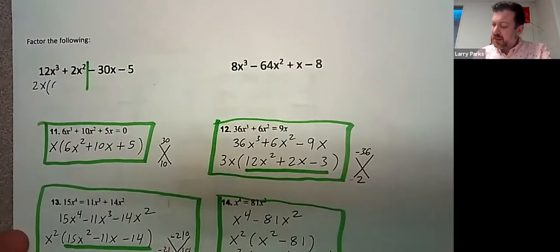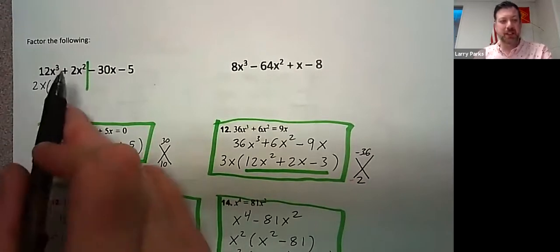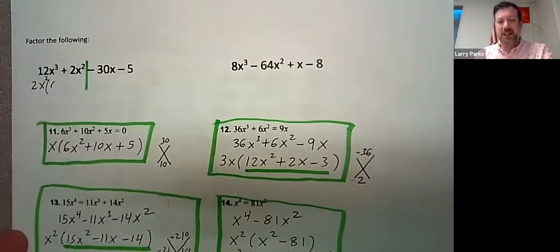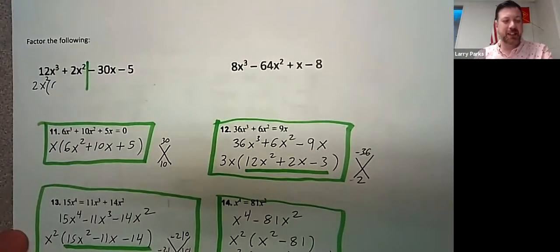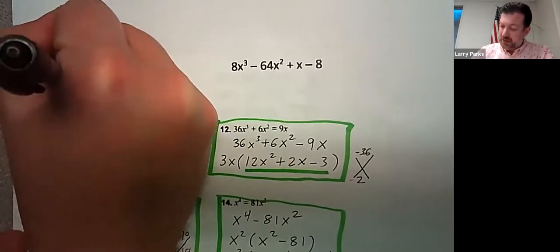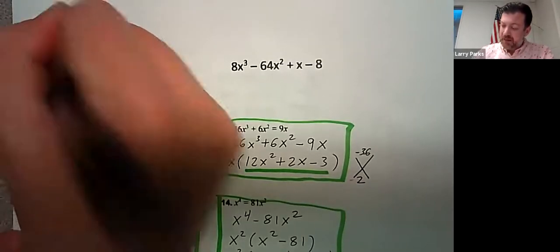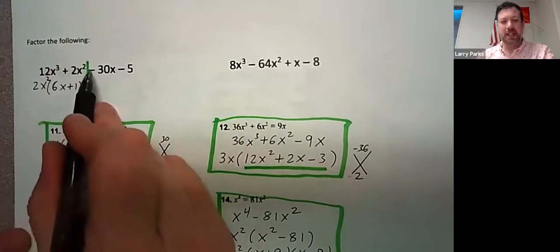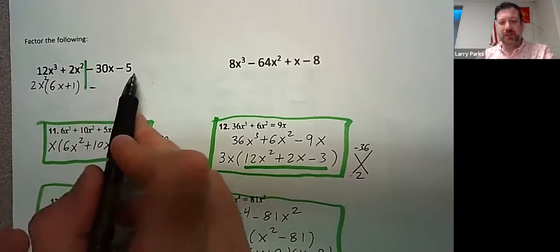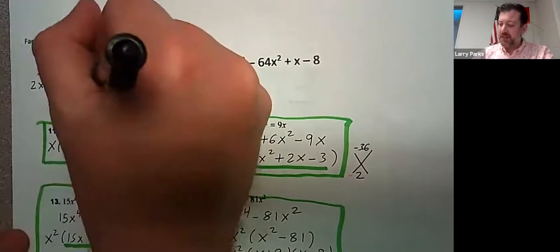No, that's not right. Ooh, almost messed up. They both have a 2x squared. So then what's left would be 6x plus 1. Remember, anytime there's a negative, you pull it down. What's the GCF of 30 and 5? 5.